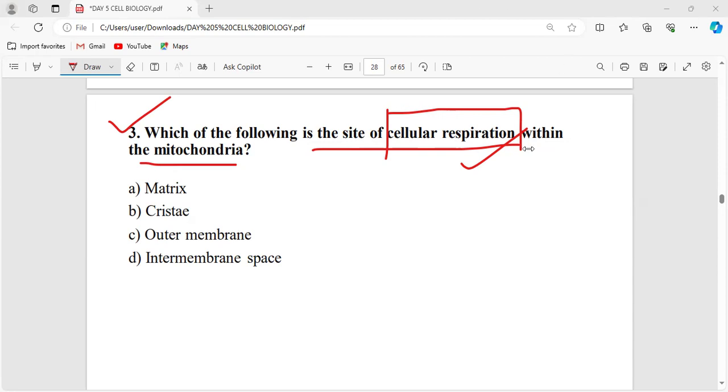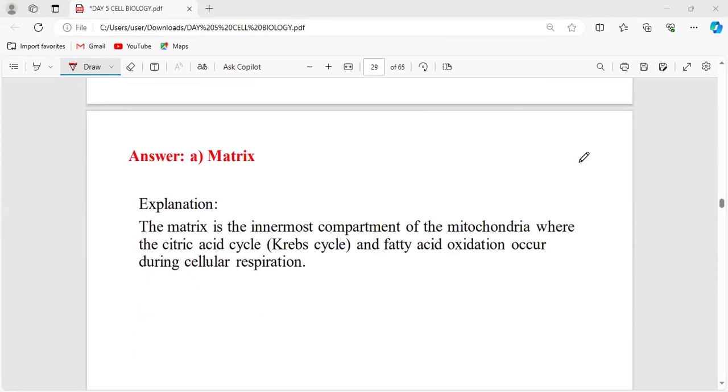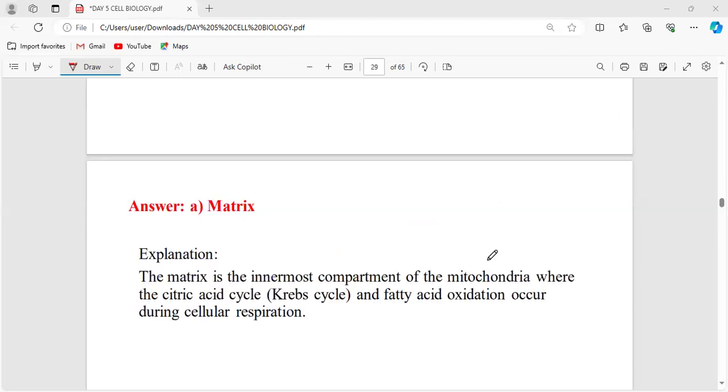The Krebs cycle will be happening in the matrix of the mitochondria. There is no point of having a confusion. Someone has given me the answer as cristae. Okay, it is no way it is a cristae. Now see, the matrix will be the innermost compartment of the mitochondria, just like a cytoplasm. And the citric acid cycle or the Krebs cycle and the fatty acid oxidation will be happening there.